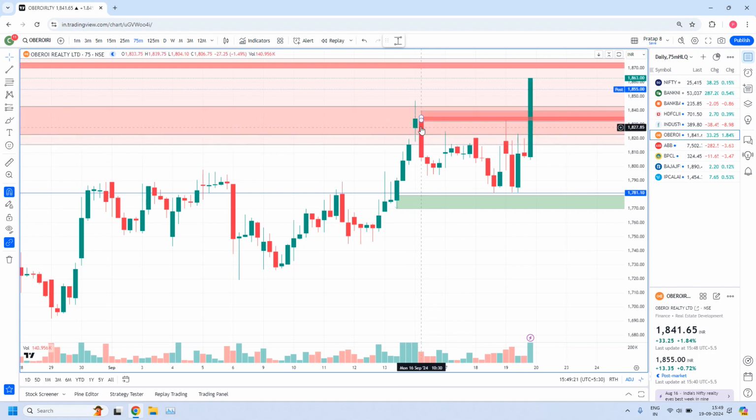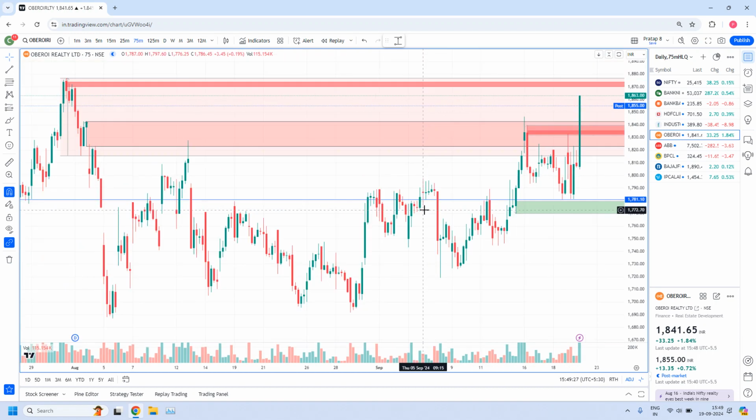ERC related to rally. This is another ERC related to drop. In between, no base candles. So it is not a 75-minute zone. And this 75-minute zone is violated.